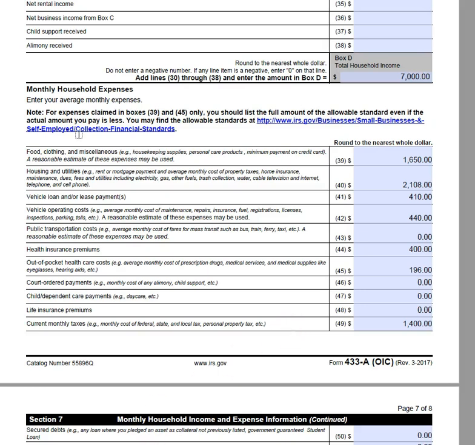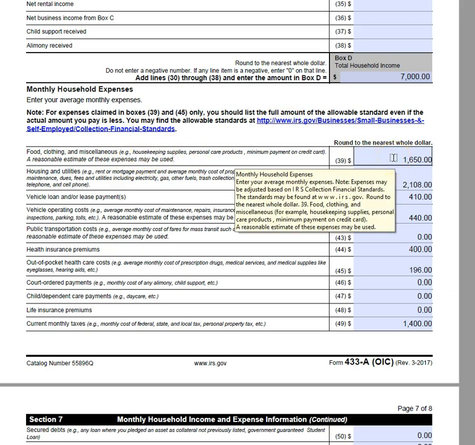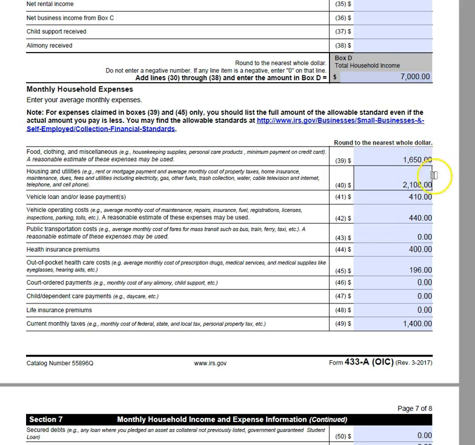category. You'll see this note here where it says for expenses claimed in boxes 39 and 45 only, you should list the full amount of the allowable standard even if the actual amount you pay is less. And then it tells you where you can find these allowable standards. So you'll want to make sure that you look at those numbers. So here for the food, clothing, and miscellaneous, I've pulled the allowable standard for a household of 4 individuals based on what we filled out on the first page of this form as $1,650.